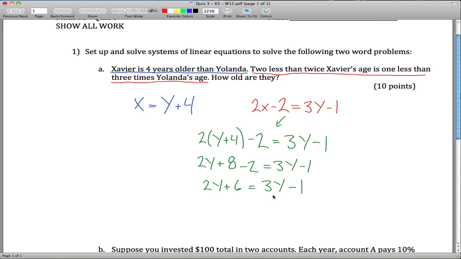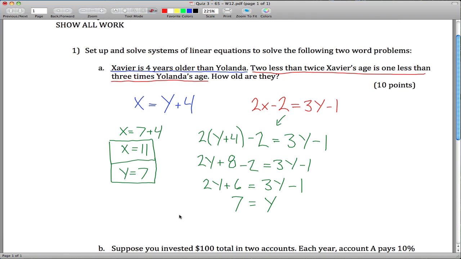Maybe subtract 2y from both sides, and you're left with just a y over here. And then add 1 to both sides, and you've got 7 over here. So Yolanda's age is 7. If y is 7, then x equals 7 plus 4. X has got to be 11. So how old are they? Xavier's 11. Yolanda is 7. Something like that. All right, second word problem.